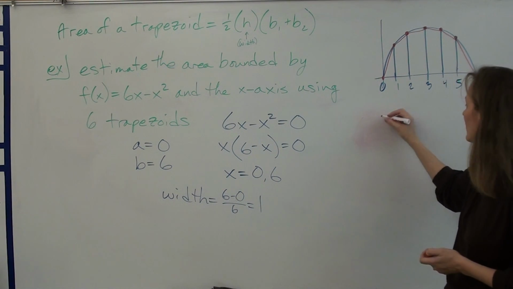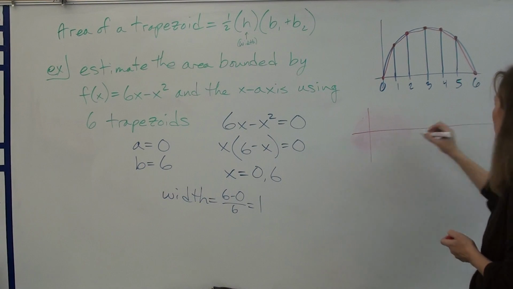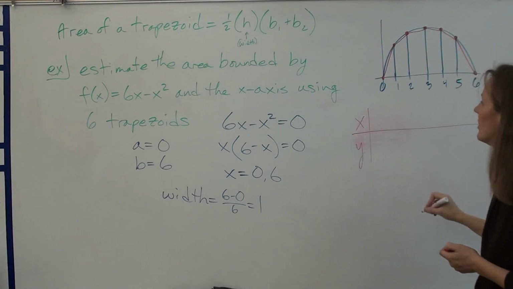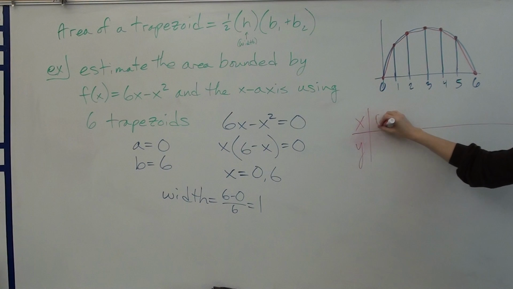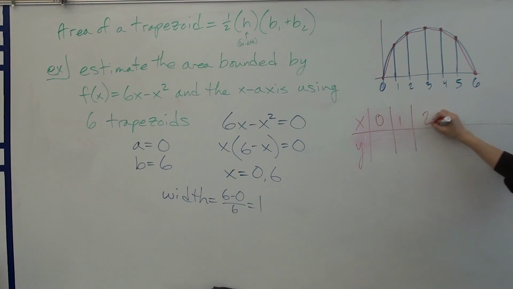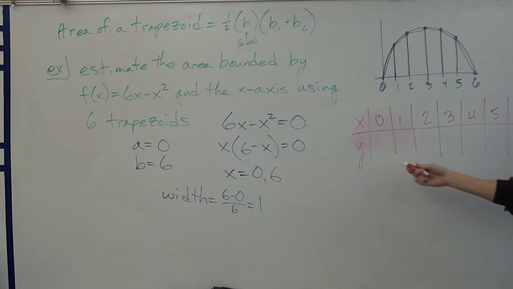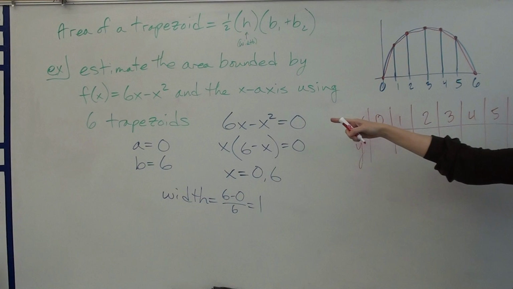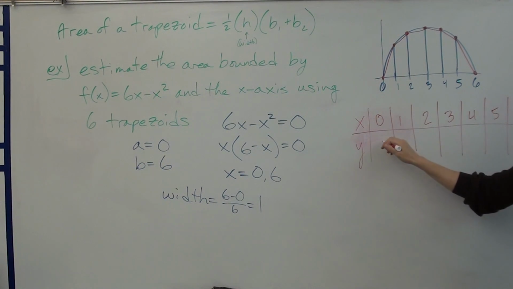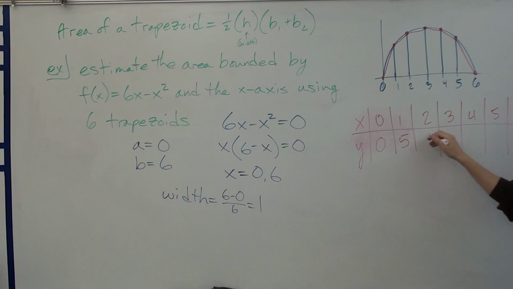So for our area, let's make our table. Start at your left endpoint and walk by widths. And we get the y values just by plugging into our function, 6x minus x squared. So when x is 0, we get 0. If x is 1, we get 5. If x is 2, we get 8. At 3, we're at 9. And then it's symmetric, we get 8, 5, 0.